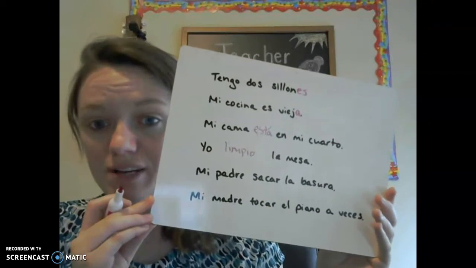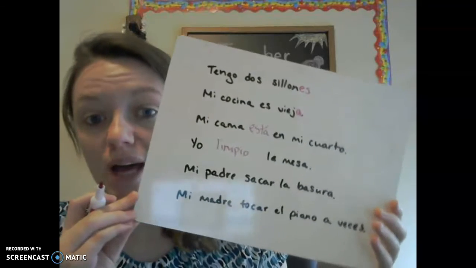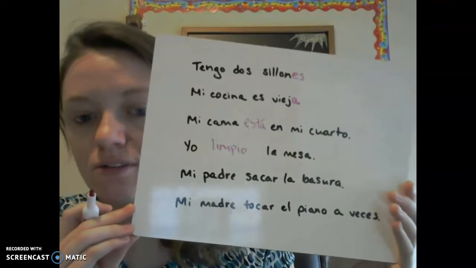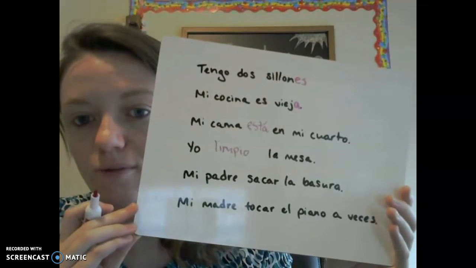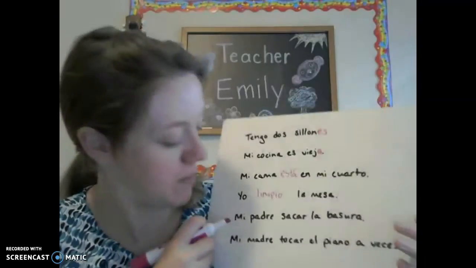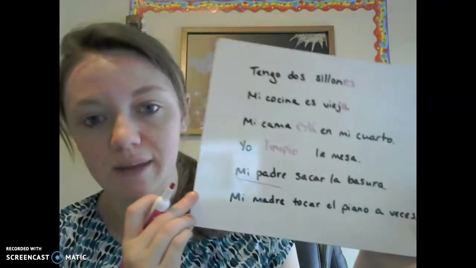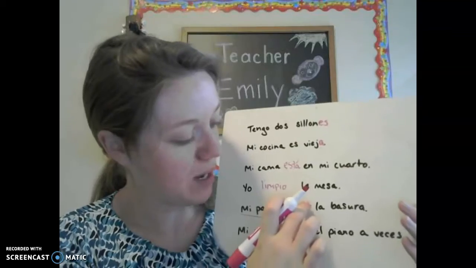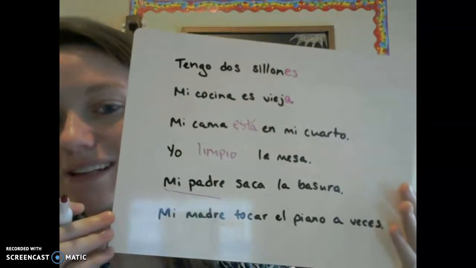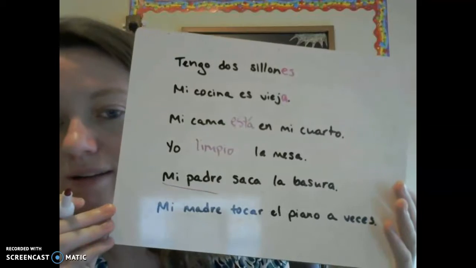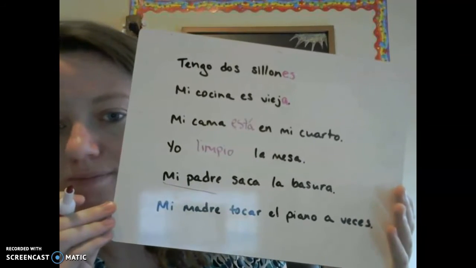Okay? Mi padre sacar la basura. That's not bad at all. I know exactly what you're trying to say. But this one, it looks like the student forgot to conjugate sacar. It's still in the infinitive form, the AR form. And we need to conjugate it so it matches up with the subject, mi padre. So all we have to actually do is take off the R and it's conjugated correctly. Mi padre saca la basura. My father takes out the trash.